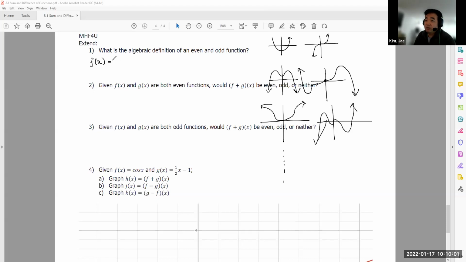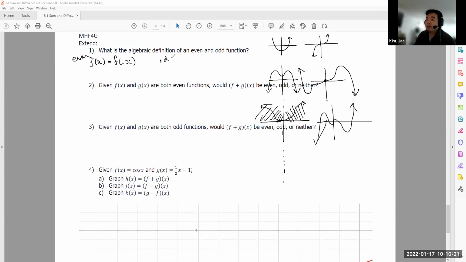For even, so this is even, it always has to be that. In other words, whether I have an x value that's positive or I have an x value that's negative, they're going to be perfectly equal to each other in terms of y values.